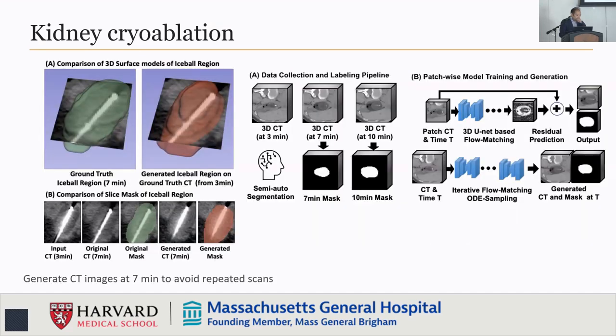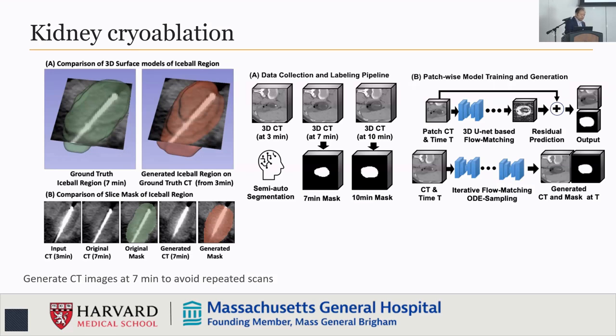So again, what we have as training data is the CT at 3 minutes, 7 minutes, and 10 minutes. We also have the mask of the ice ball, as shown over here. This is an image in the region close to the ice ball at 3 minutes, 7 minutes. The mask can be generated at 3 minutes and 7 minutes. And the network we use is 3D UNet, as everybody uses, and the method we use is flow matching in this case.